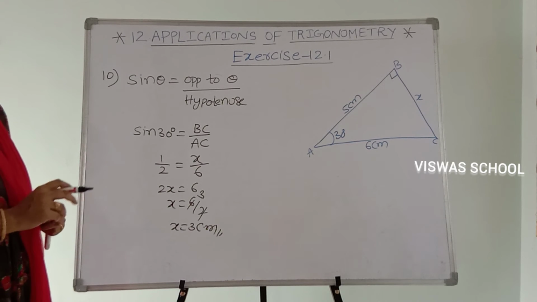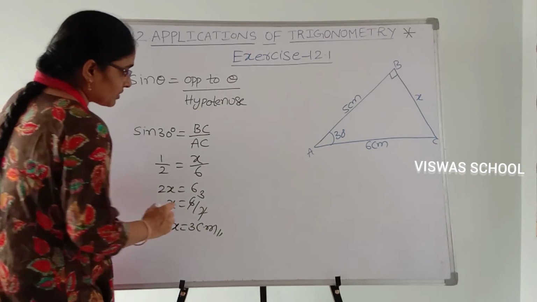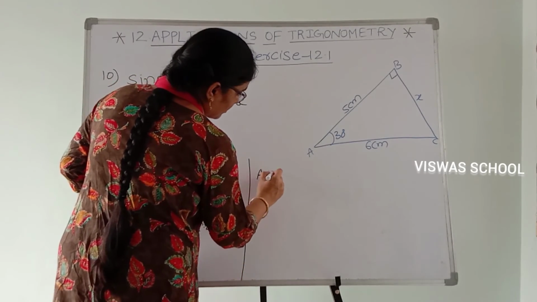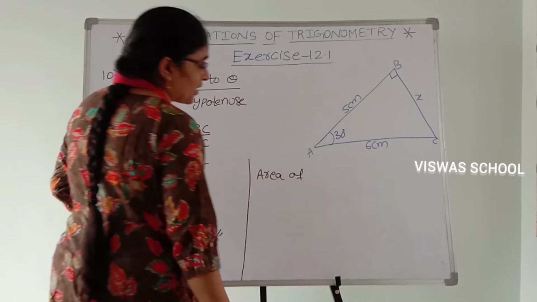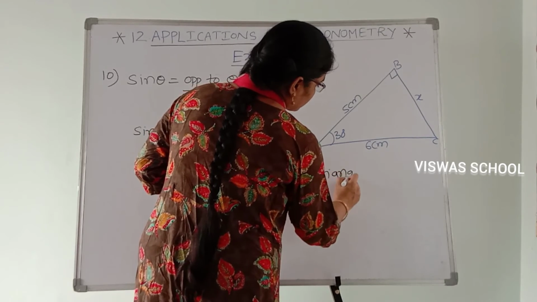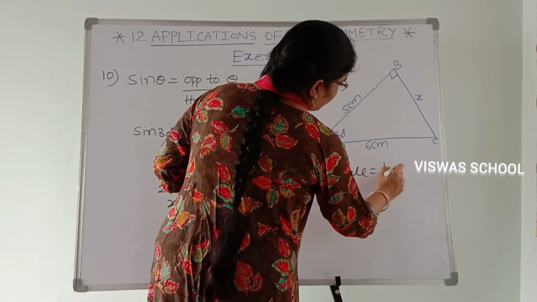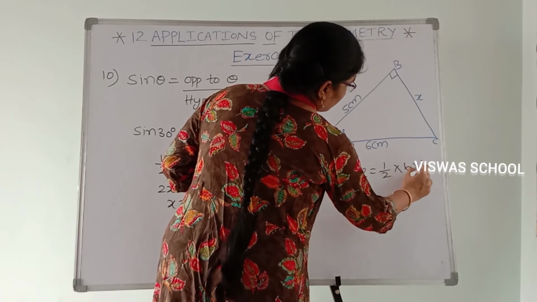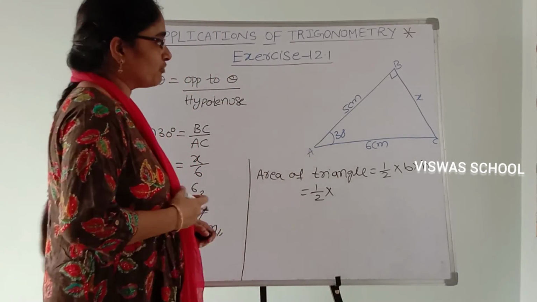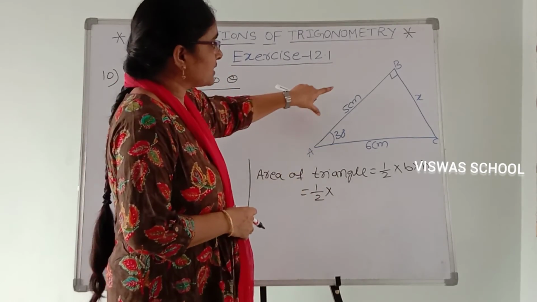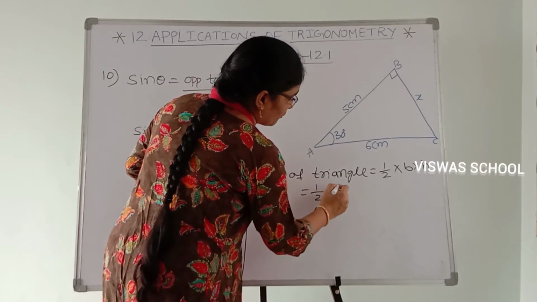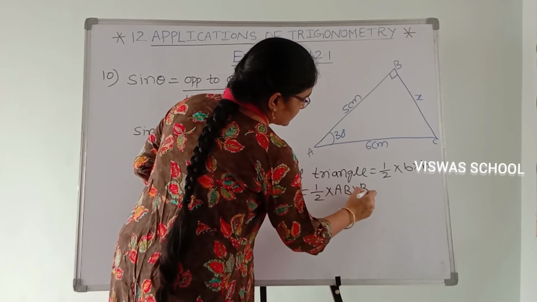Now we have to find the area of the triangle. The area of a triangle formula is half into base into height. From this diagram, that is half into AB into BC.